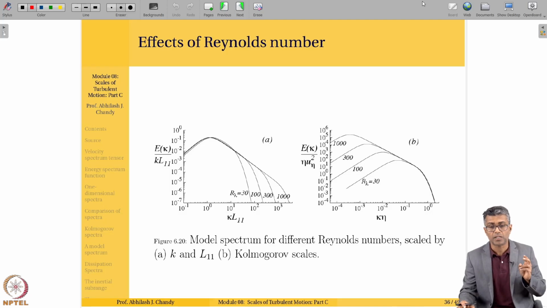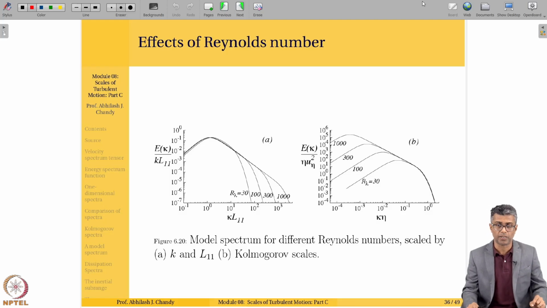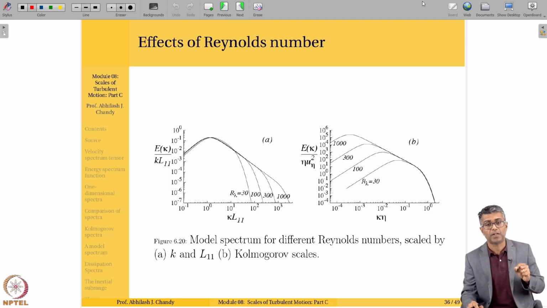But there is a difference between the two figures shown in this slide. On the first figure on the left, what you have is E of kappa divided by K L11. So it is normalized using the turbulent kinetic energy and the integral length scale. On the right side figure, it is shown here E of kappa divided by eta u eta squared.